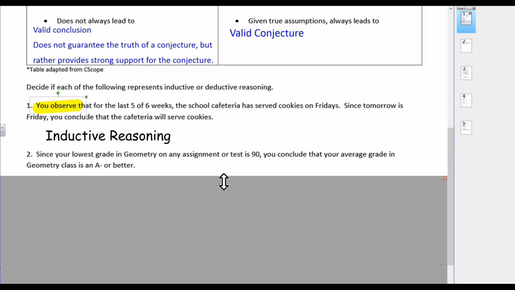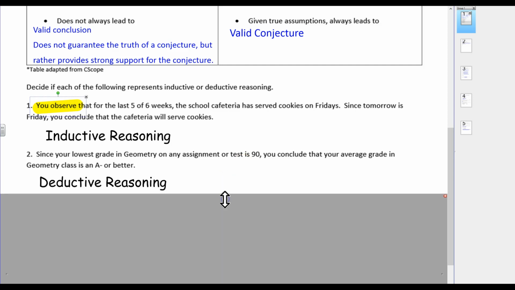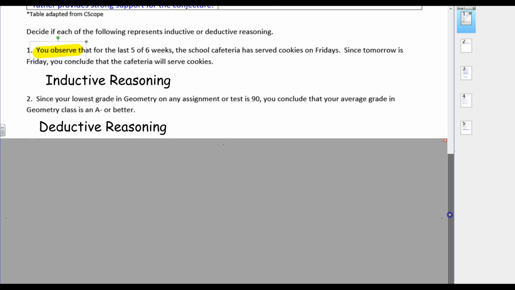Since your lowest grade in geometry on any assignment or test is a 90, you conclude that your average grade in geometry class is an A- or better. Well, how averages work is a known fact. It's something that we know for sure, that we have rules for, that mathematicians have proven. And so if you know that all of your grades are a 90 or higher, you're guaranteed for your average to be an A- or higher. This is all known stuff. So this is deductive reasoning. It has to be true and is deductive reasoning.